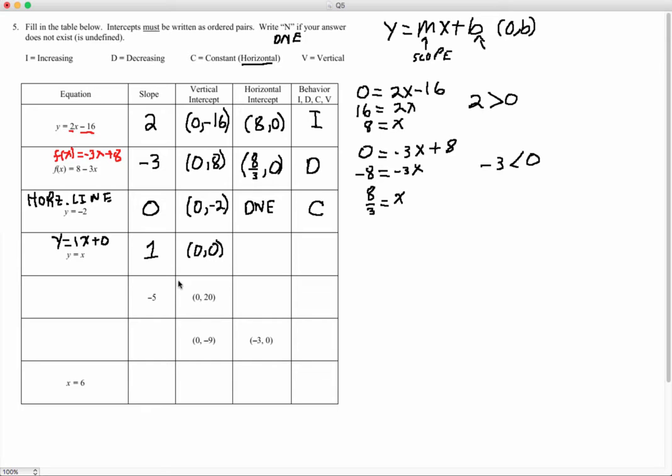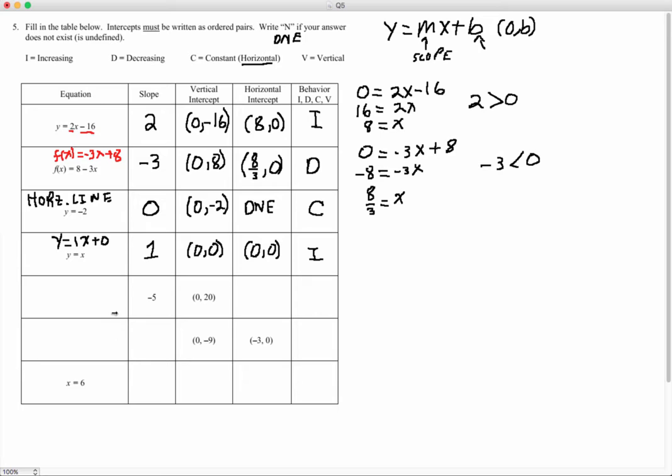Well, that happens to be the one ordered pair that both the x-axis and the y-axis agree upon, because that's their point of intersection. So the vertical intercept and the horizontal intercept are going to be the same. They're both at (0, 0). And since our slope is 1, which is greater than 0, that must be an increasing line.